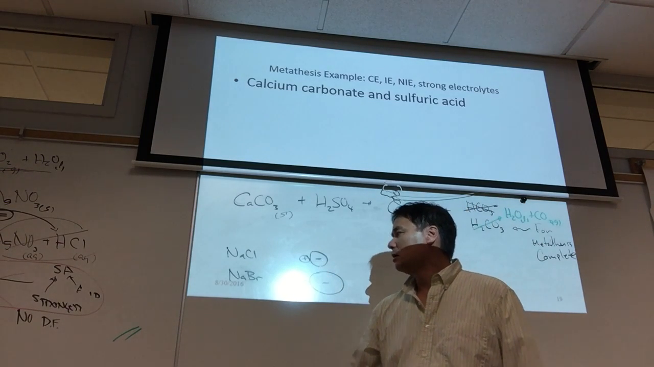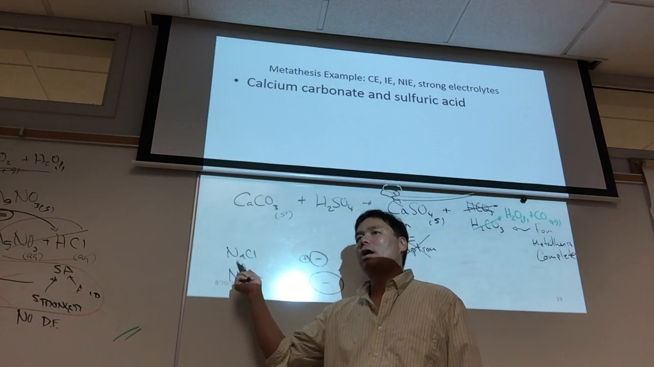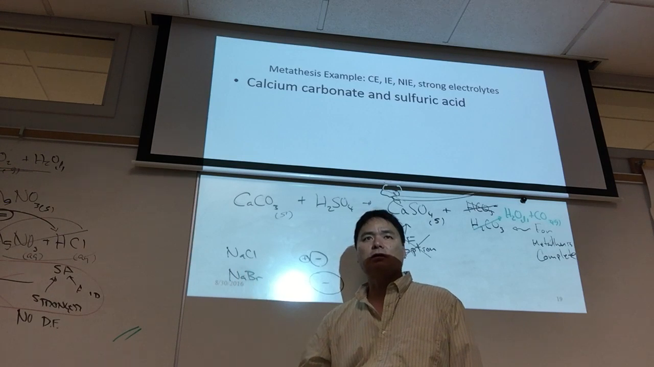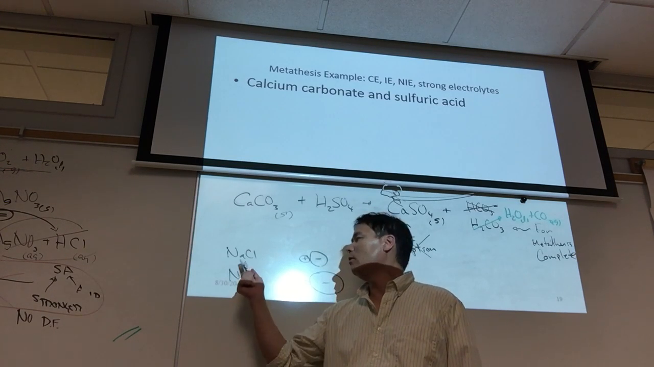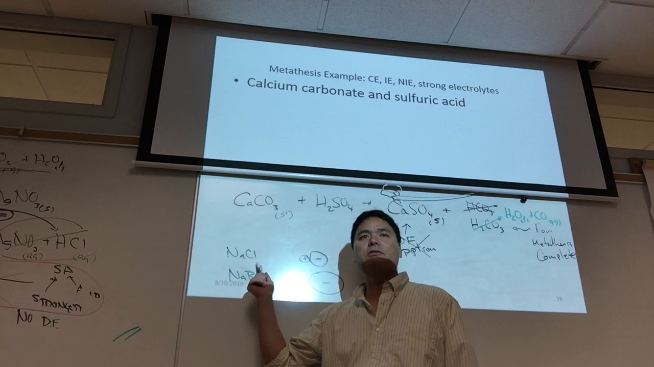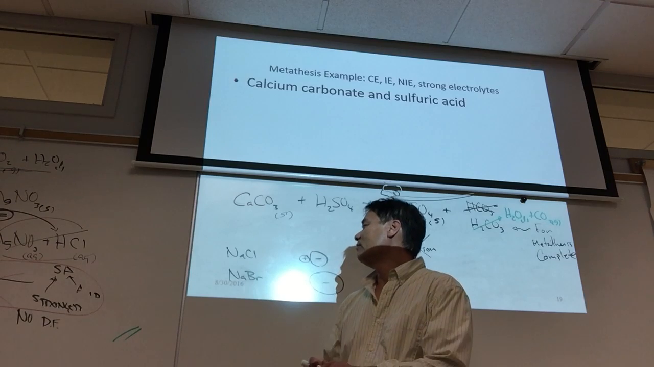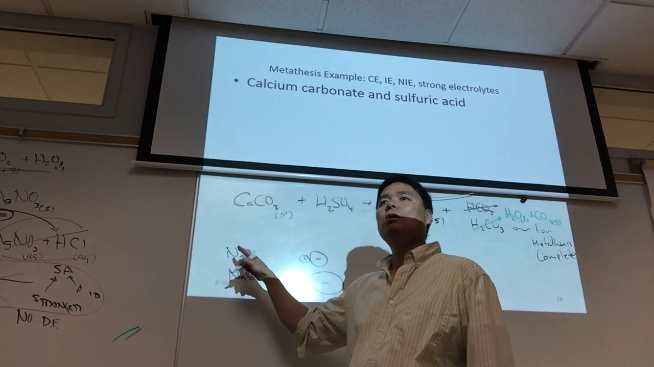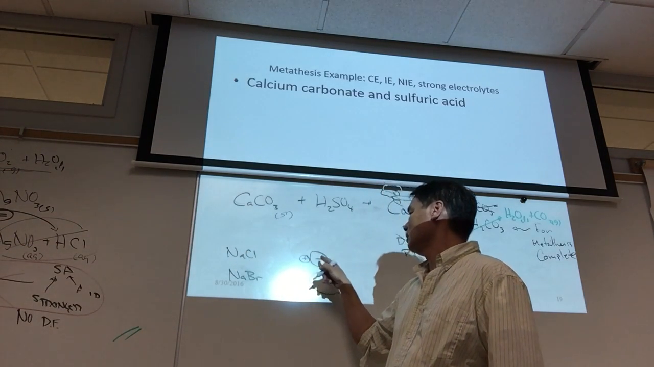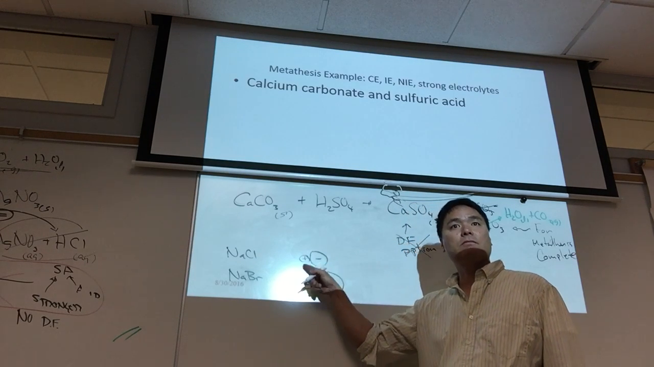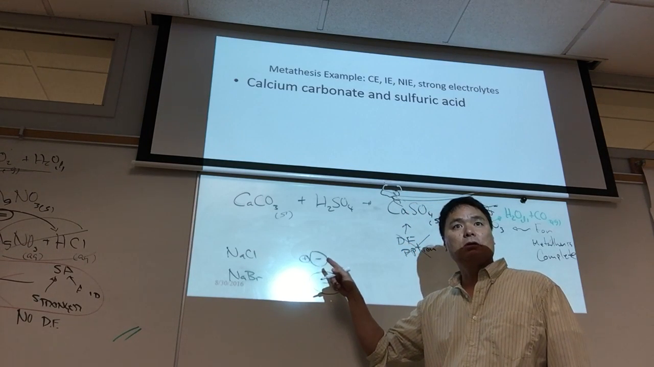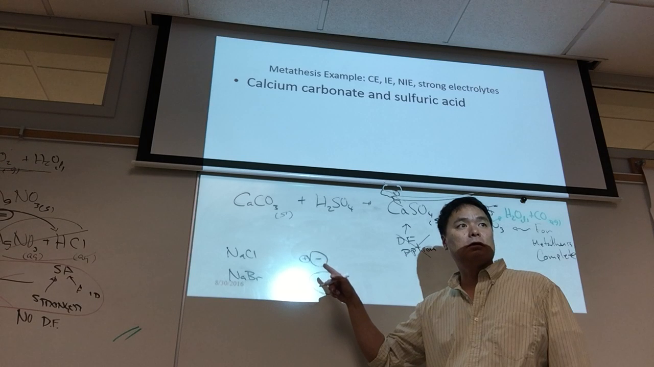Now let me ask you this. In 1 mole of sodium chloride, how many moles of bonds are there? In 1 mole of sodium chloride, true or false, there's 1 mole of sodium chloride ionic bonds. True or false? So if I have 1 mole of NaCl, that means I have 1 mole of sodium ion, chloride ion, ionic bonds. True? Or false?